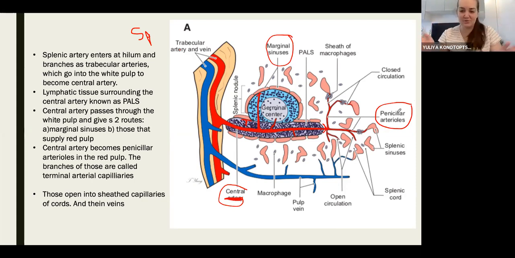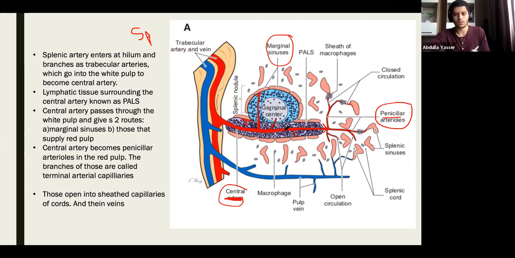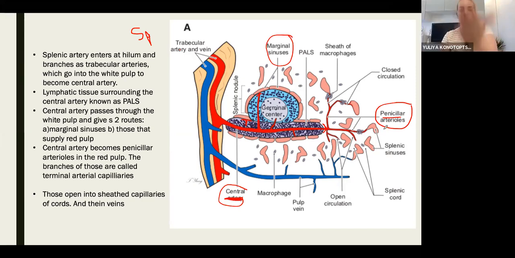So I'm going to stick to it. Okay, so I don't know how to pronounce it. So penicular arteriole is central arteriole, but it is in the red pulp. So this is very important for you to remember. What is the blood vessel of a white pulp? Central arteriole. Yes. What is the blood vessel of the red pulp? Penicular, penicillar, whatever. Okay, this vessel, penicular arteriole.